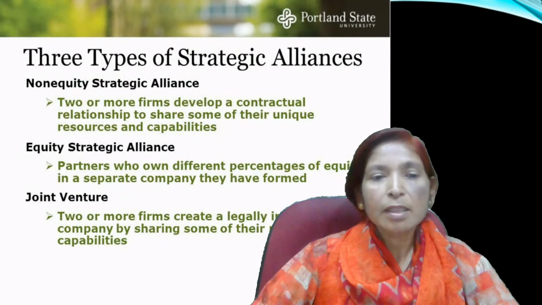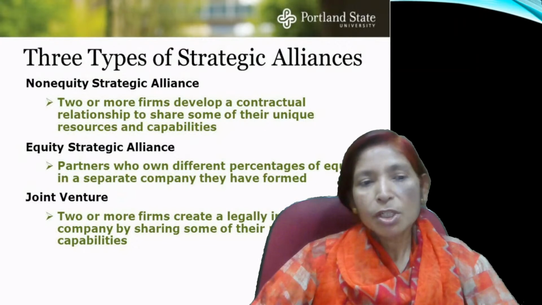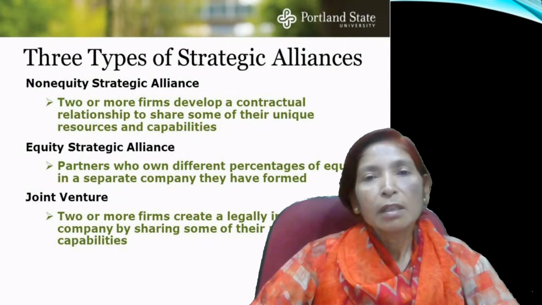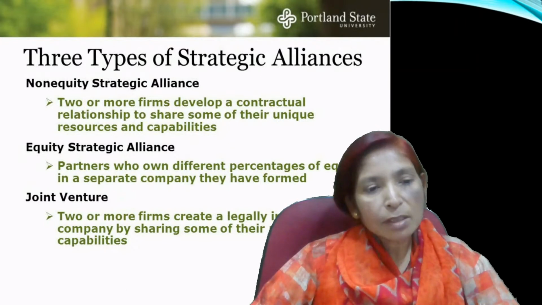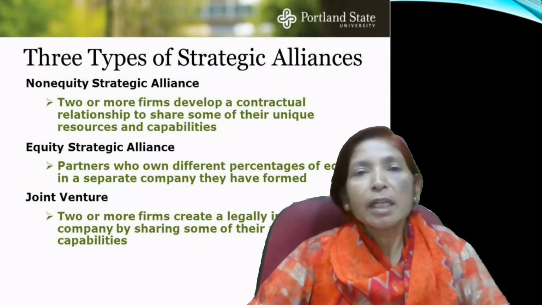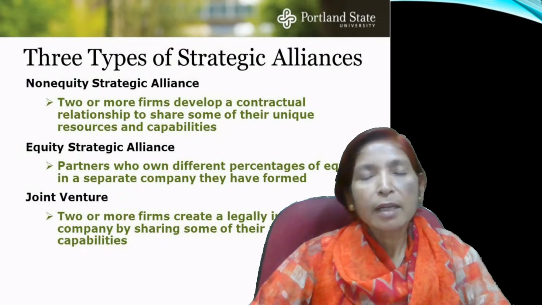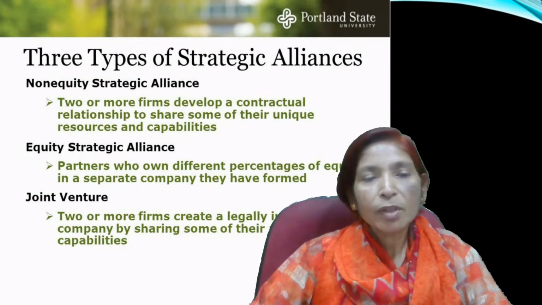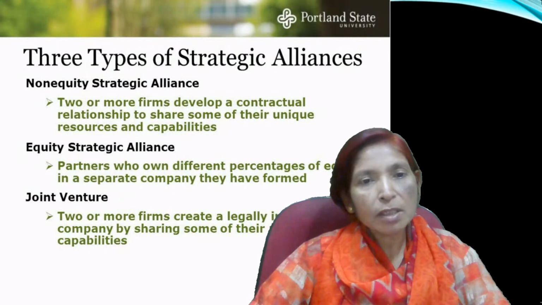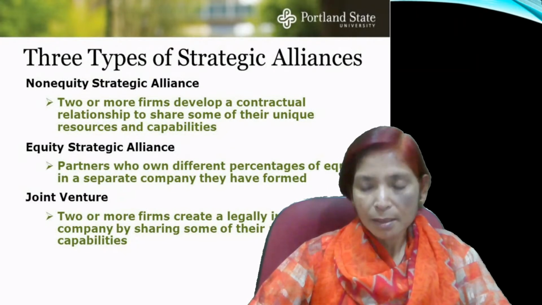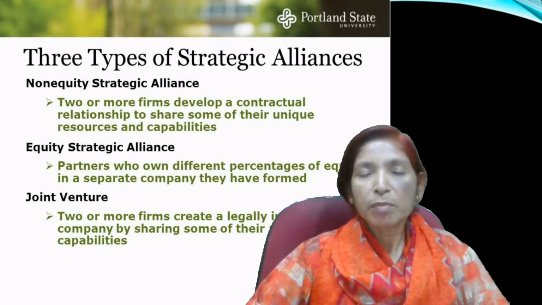Second is equity strategic alliances. In this, partners who own different percentages of equity or shares in a separate company form their strategic alliance. Next is joint venture. Two or more firms create a legally independent company by sharing some of their resources and capabilities. So these are the three different types of strategic alliances: non-equity, equity, and joint venture, through which they can make strategic alliances for gaining more advantages through international business.